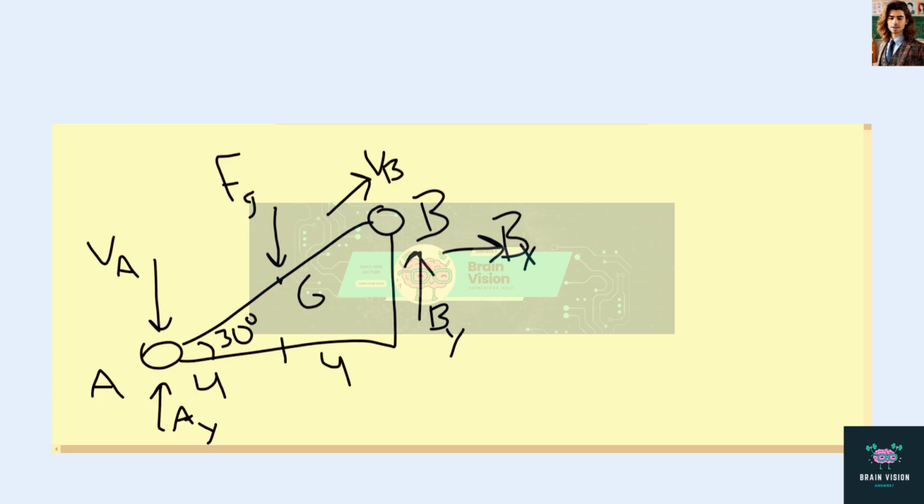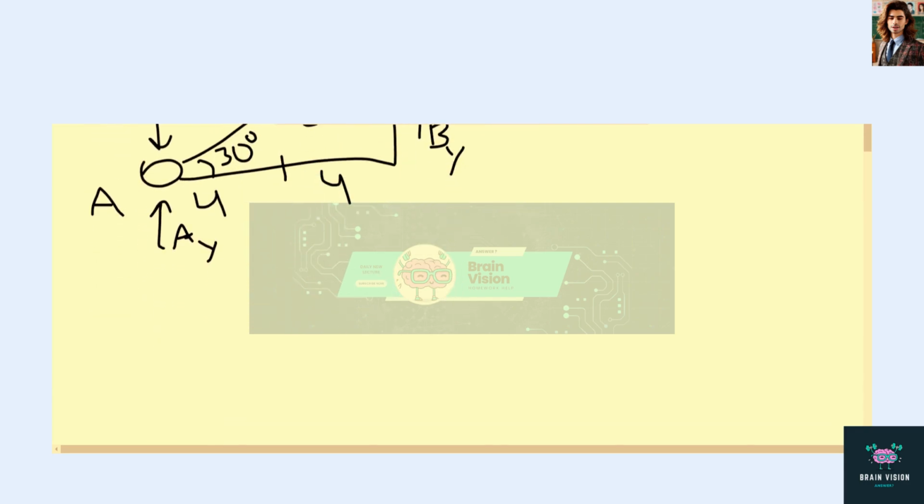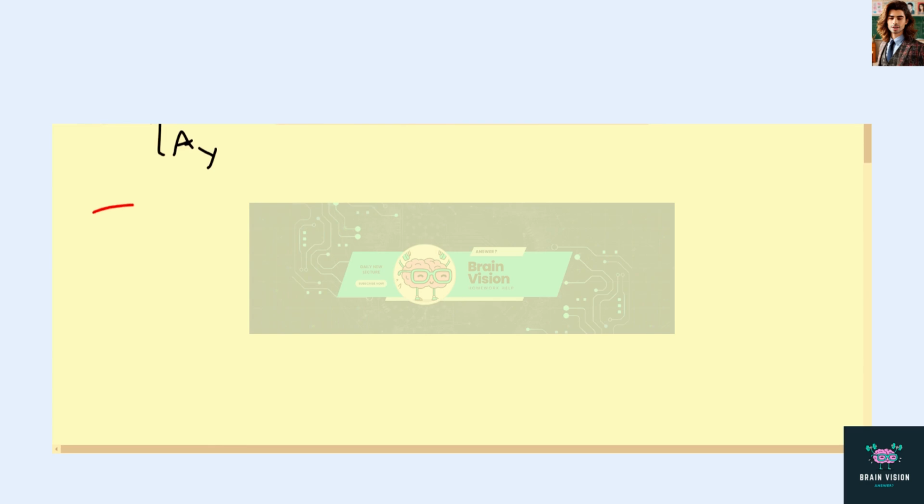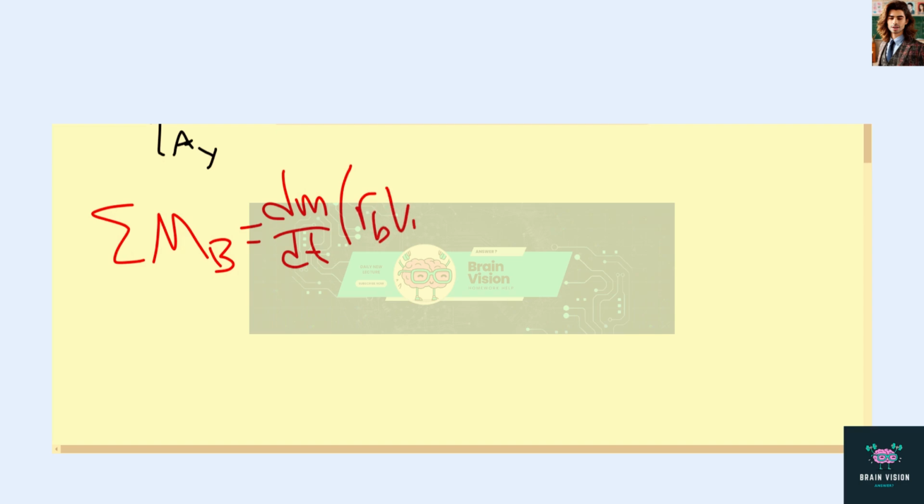First, we are going to solve for AY, the vertical force at point A, and we're going to do this by using the steady flow equation. The sum of the moments at point B is equal to the mass rate, dm/dt, times the difference of the moments from point B and point A, where the moment is equal to the distance times the velocity. We have those for A and B right here. Starting with the left half of the equation, we are trying to find the sum of the moments at point B.